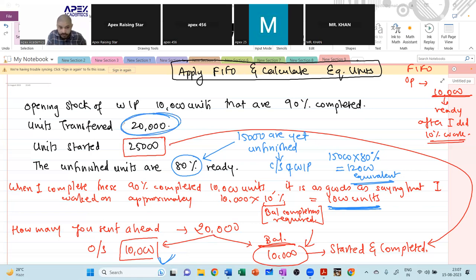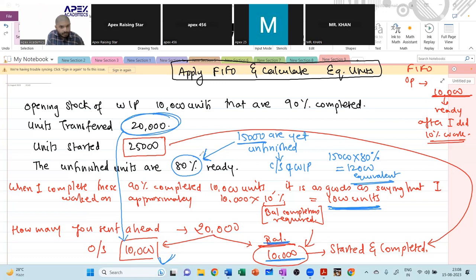But out of this 20,000, 10,000 came from where? Your opening stock. What about the balance? This balance you have made now, meaning in this period you started and you completed these 10,000 units. But your manager is telling you that we have started 25,000 units. Out of those 25,000 units, 10,000 are started and completed. Means how many are incomplete? 15,000 are incomplete.